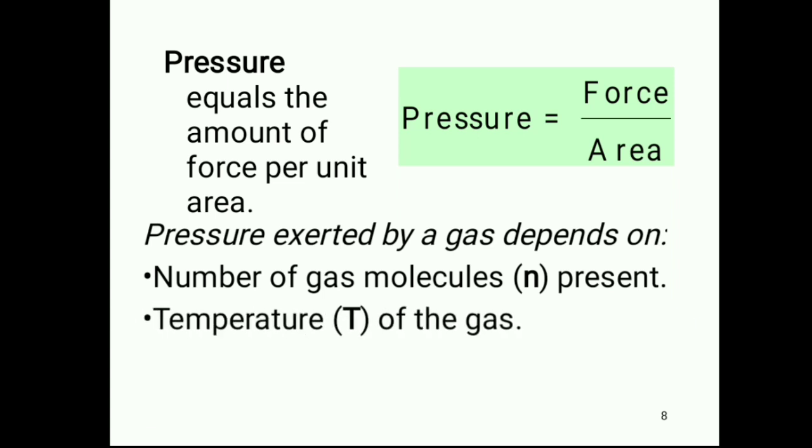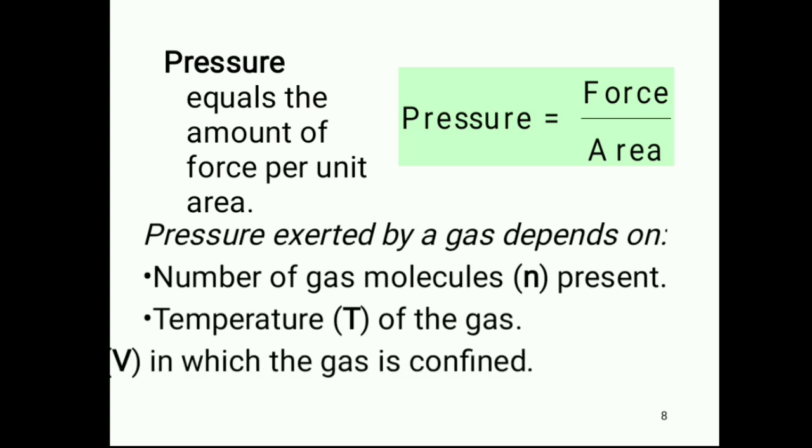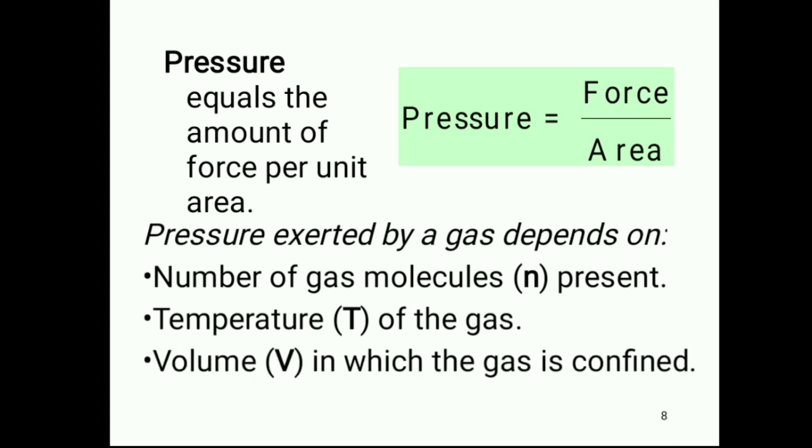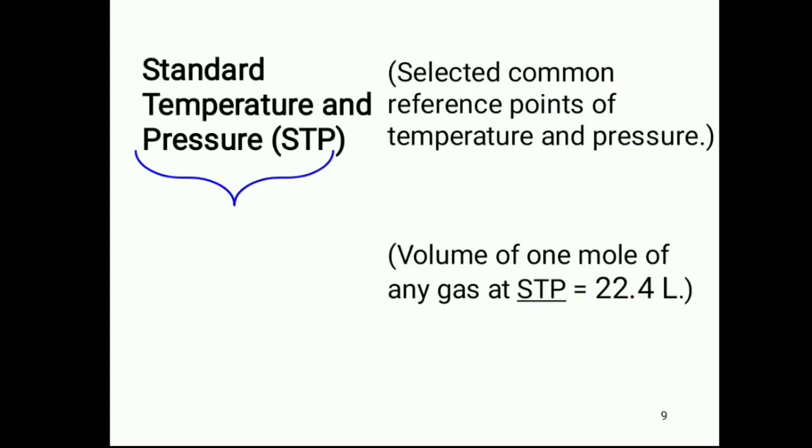The higher the temperature of the gas, the higher the amount or value of kinetic energy, the higher the chances for collision. So pressure also is higher. And another one, we have volume. Volume is dependent also on the space. So the smaller the space, the more collision, the greater the pressure.